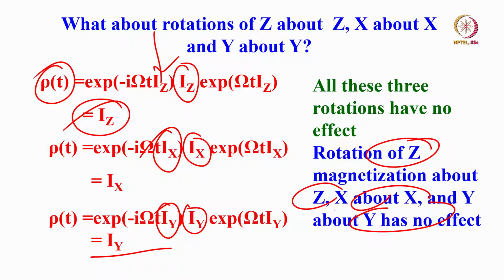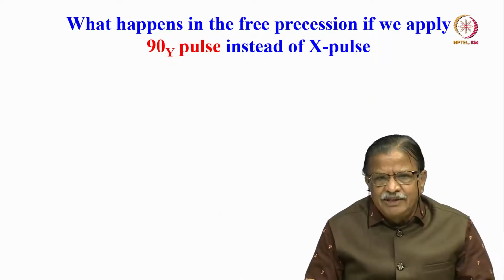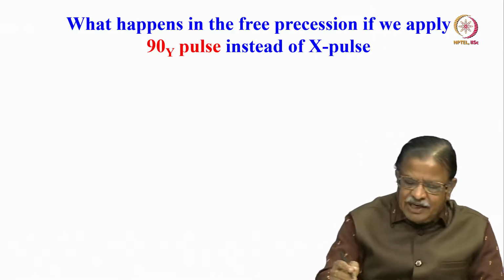Only rotation of z about x and y, rotation of x about y and z, or rotation of y about x and z, they are important. Okay, rotation of the same operator Iz about z, Ix about x, Iy about y have no effect, and you don't have to worry about those things when you are analyzing any pulse sequence. So, what happens in the free precession if you apply a 90-degree y pulse instead of an x pulse?